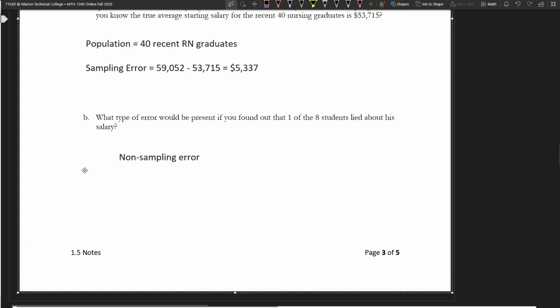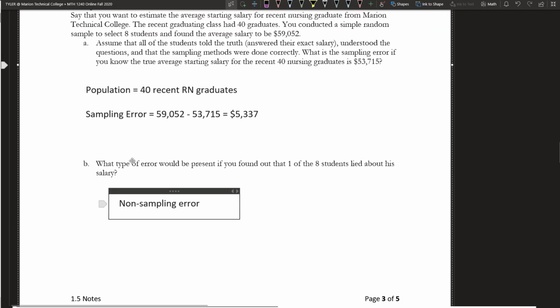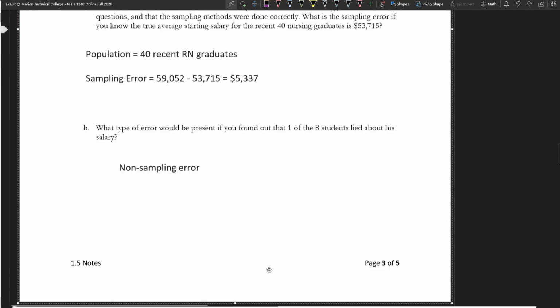Right. So the idea here is that this error from the lying is resulting not from the sampling, it's resulting from the survey process.